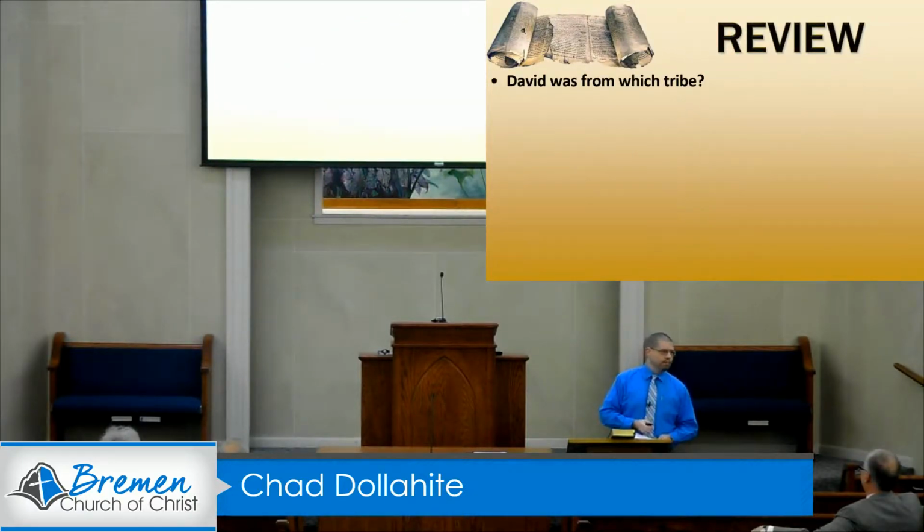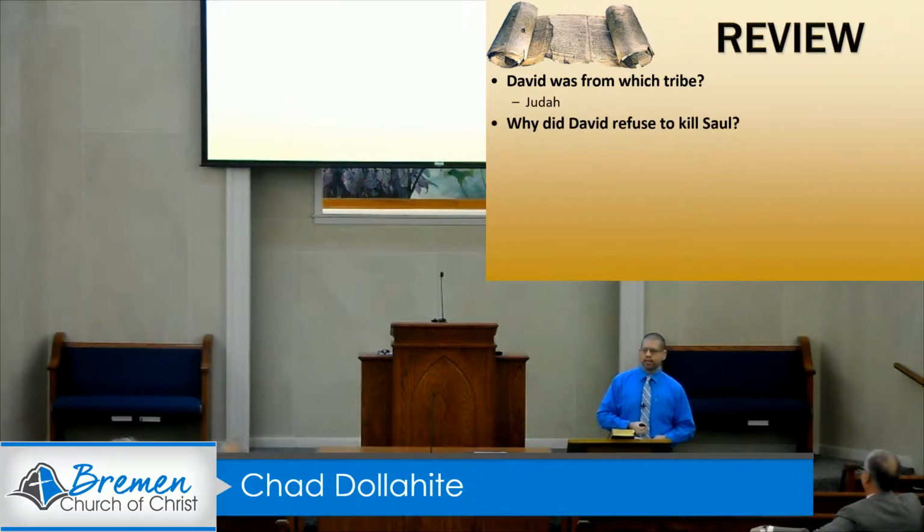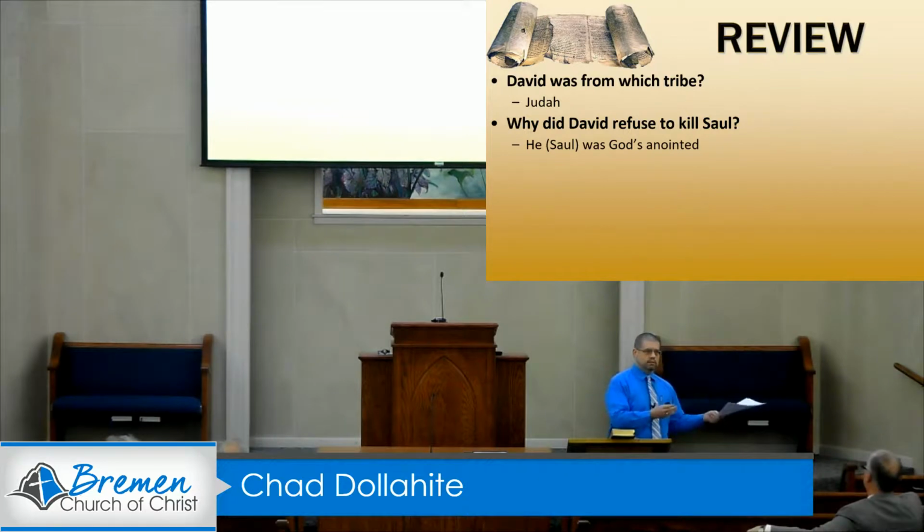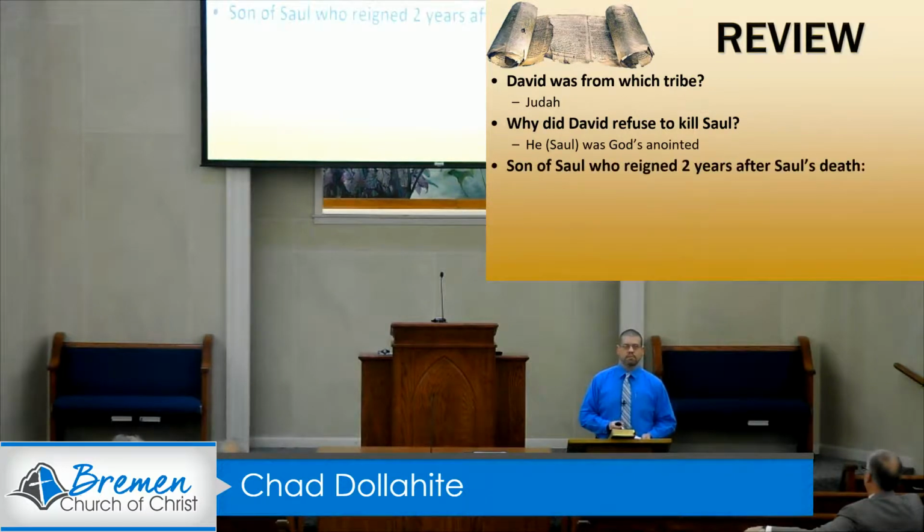David was from which tribe? Judah. Why did David refuse to kill King Saul? He was the Lord's anointed. Saul was God's anointed. He said, I will not lift my hand against the Lord's anointed. In fact, a young man comes and thinks he's going to score points with David. Here was Saul, and he was injured, and he was going to die. And so he asked me to kill him, so I did. And David said, how are you not afraid to lift your hand against the Lord's anointed? And so he killed that young man.